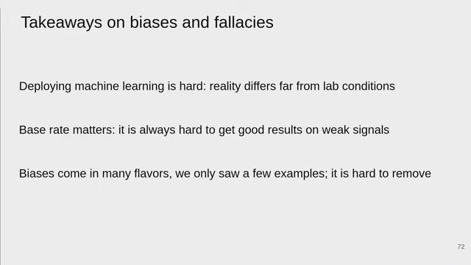Now, takeaways on these biases and fallacies. Deploying machine learning is hard. Reality differs from lab conditions. In the lab, you can sample a very small, well-known distribution, but when you deploy this to reality, you have to be aware of whether this actually matters, if this fits the reality. There's the base rate, right? You have to figure out what the real distributions look like, and then classify the different biases that you have, as I mentioned.